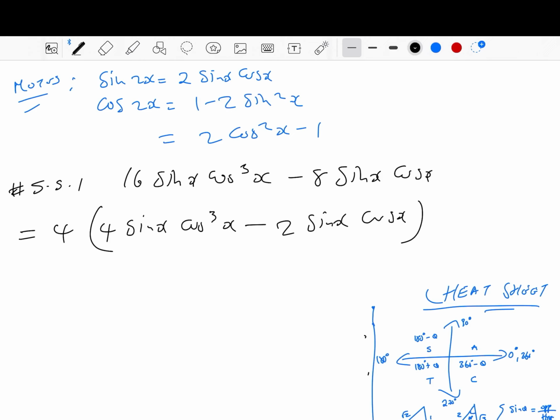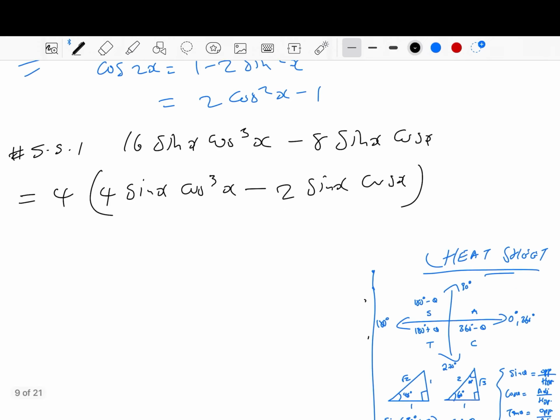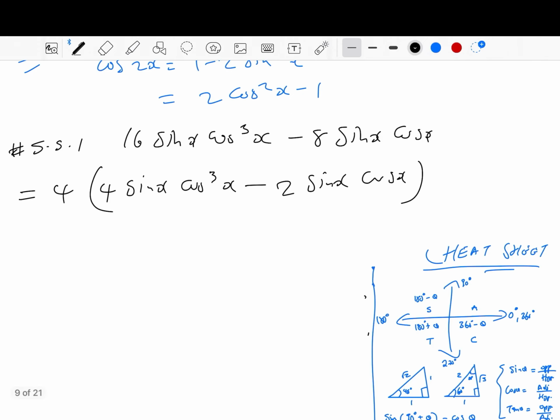And then, what do we do? What's next? And you see, there are common factors here. Sine is a common factor, cos is a common factor. So let's factor that out as well. I mean, why not? So you have 4, 2. So 2 is still a common factor. So if you factor that out, it's going to be 4 times 2.